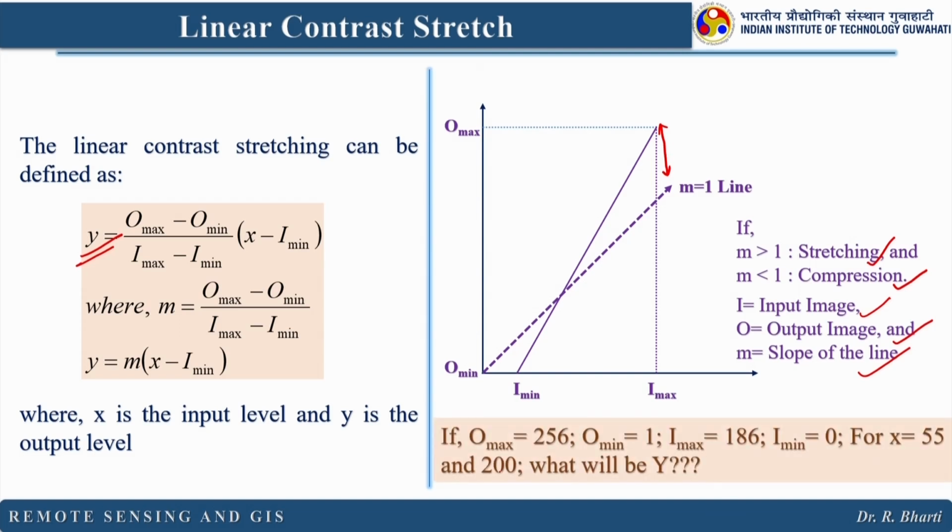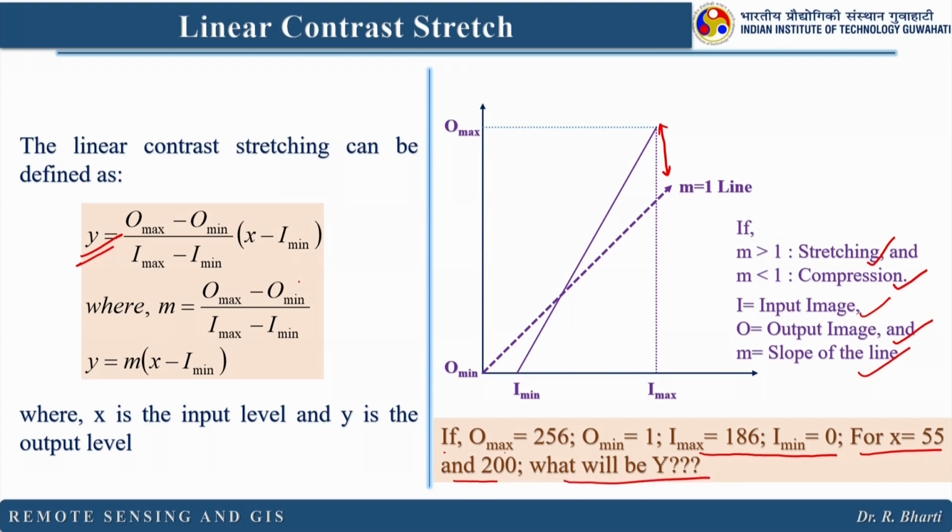Now, this you can try. If O max is equal to 256, O mean is equal to 1, I max is equal to 186, I mean is equal to 0. So, I max and I mean have been calculated or estimated from your image matrix. For x equal to 55 and 200, what will be the Y value?